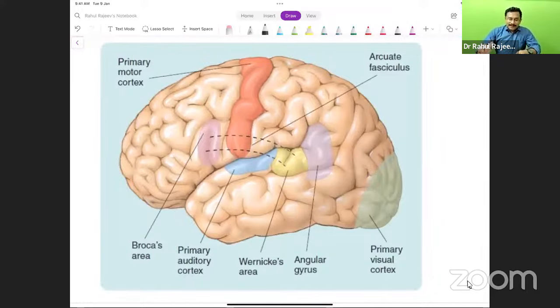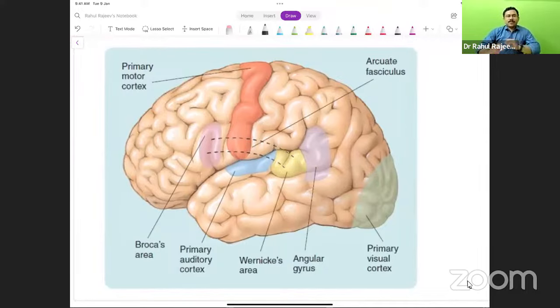Okay. Right. So look at this. You're seeing the cerebral hemisphere, and certain important regions are already marked in that cerebral hemisphere. Let us look at what these regions are. Primary motor cortex, arcuate fasciculus, Broca's area, primary auditory cortex, Wernicke's area, angular gyrus, and primary visual cortex. So these are some important areas. I am going to tell you some important points regarding this.